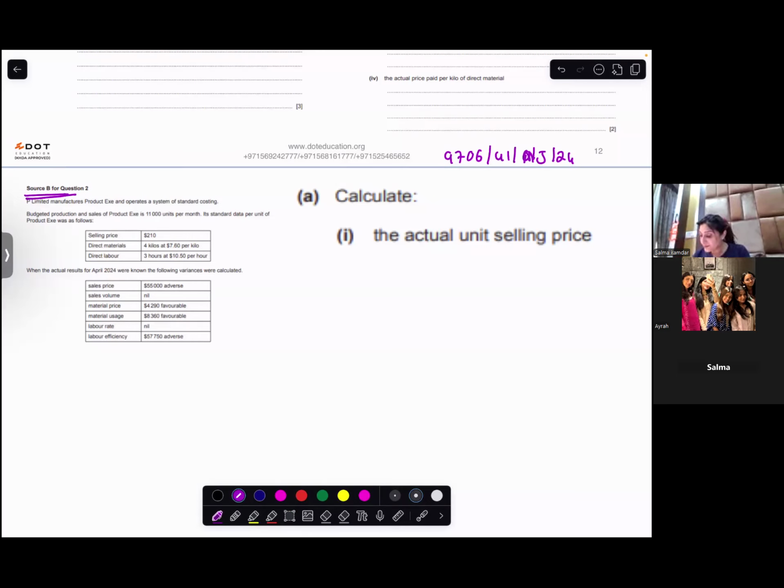Before I go to standard costing, I'll first read the question. What are they looking at? They want the actual unit selling price. Can you please read the question for me?